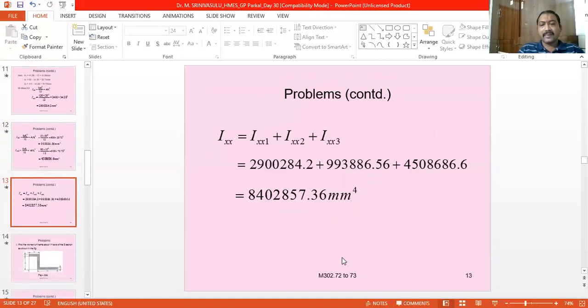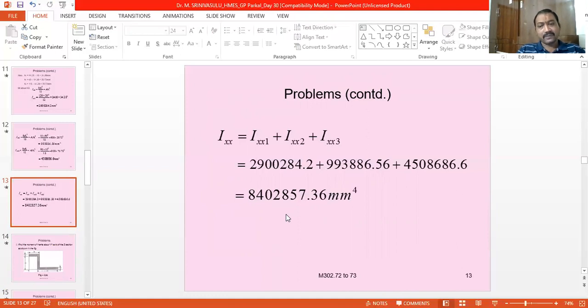So the moment of inertia of the given C section about the xx axis, Ixx, is equal to Ixx1 plus Ixx2 plus Ixx3. Now substituting the values, the total value of Ixx is equal to 8402857.34 mm⁴. So this is the answer for the given problem. In this way you have to work out the problems for any composite sections.